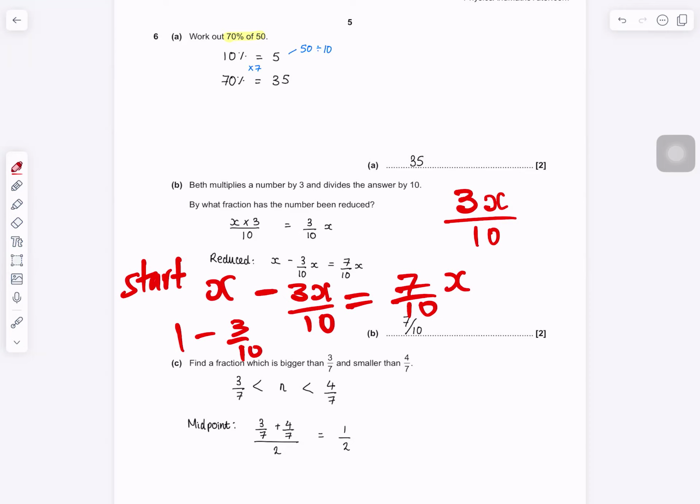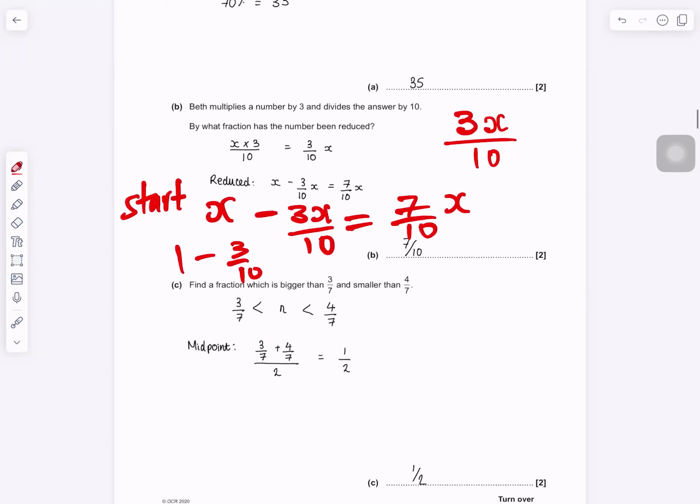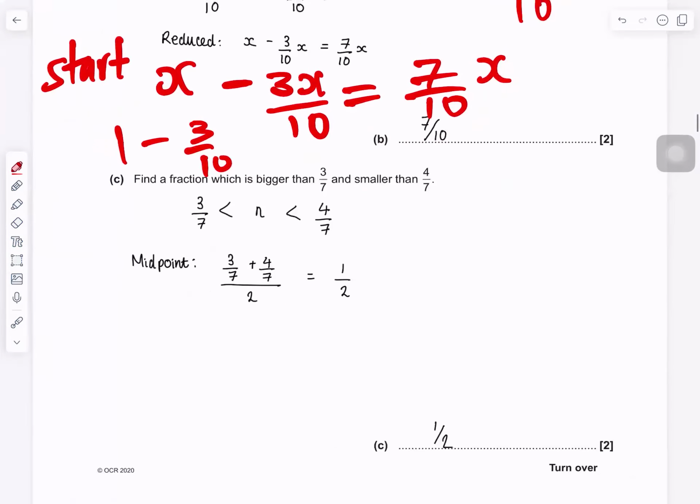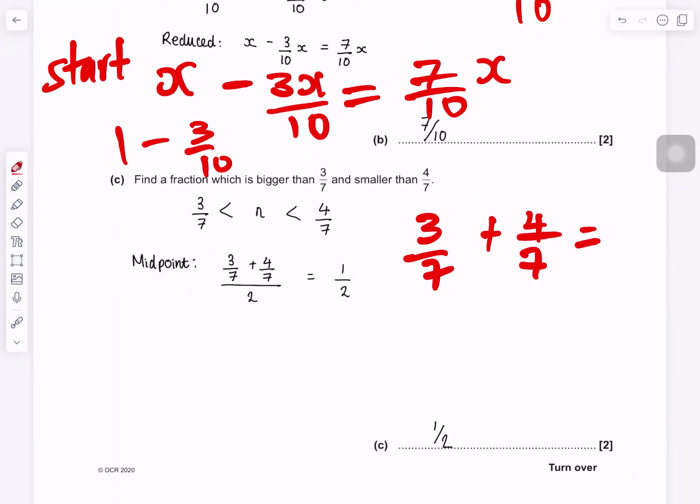Now this one says find a fraction which is bigger than 3 over 7 and smaller than 4 over 7. So we can find something in the middle of them. So you add the 2 together and divide by 2. You know how to add 3 over 7 plus 4 over 7? Yeah. You get 7 over 7, which is 1, and then you divide by 2, 1 over 2.